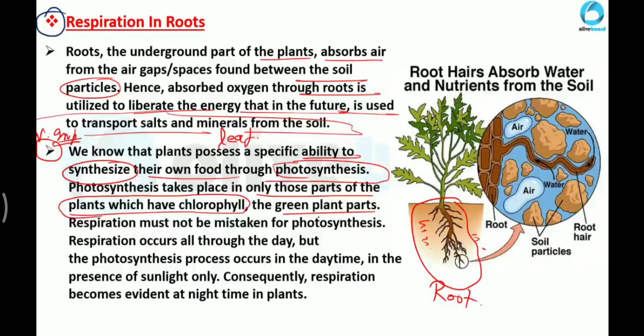Respiration must not be mistaken for photosynthesis. Respiration occurs all through the day, but the photosynthesis process occurs in the daytime in the presence of sunlight only. Consequently, respiration becomes evident at night time in the plants. So what we think is that respiration occurs in plants only at night time. No, that is not completely true. Respiration occurs in the daytime also, but photosynthesis occurs in a very large amount, so photosynthesis covers the process of respiration of the plants. But still there is respiration in the plant, and this is respiration in roots.